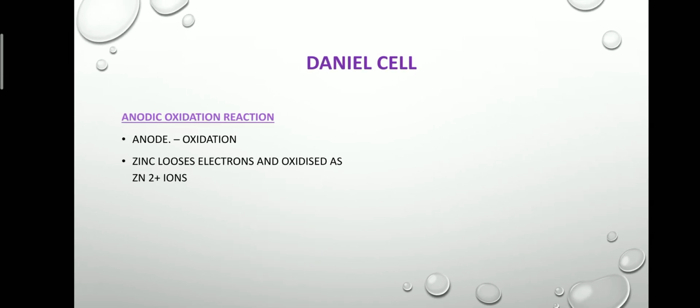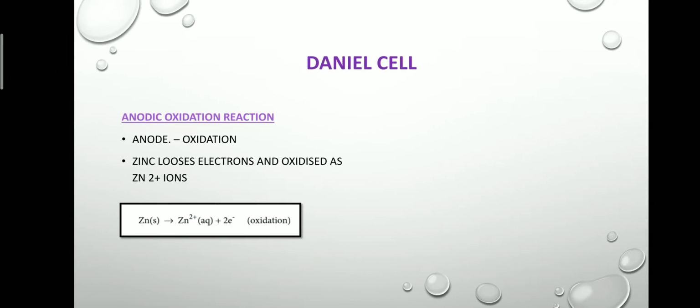Now let's see the equation for it. Zn solid gives Zn2+ aqueous plus 2 electrons. So this is your oxidation, that is losing an electron.